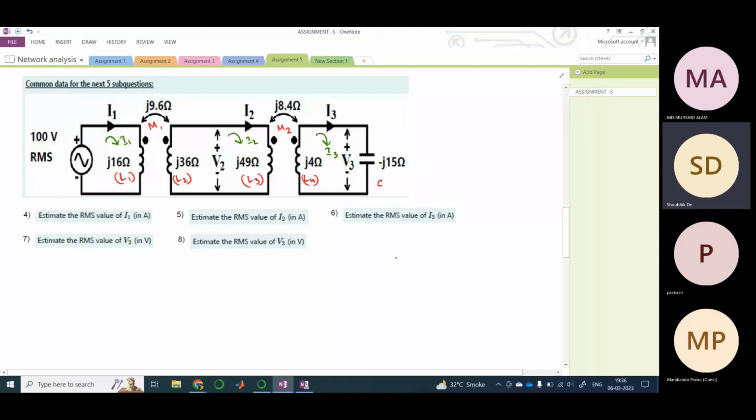Now let us write the different parameters. So Vs is 100 volts, again RMS, right?